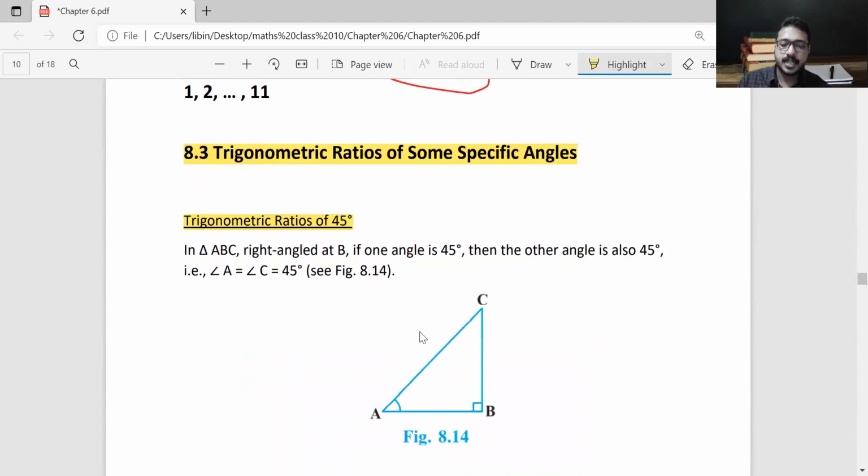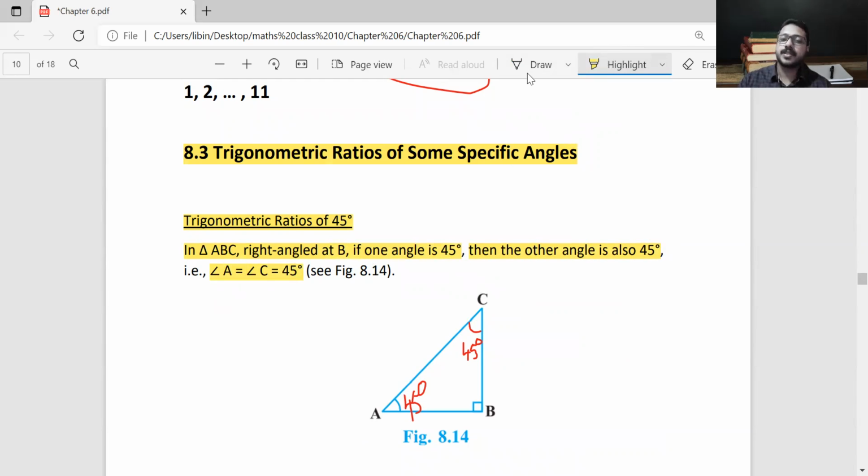As you can see, consider the triangle ABC, which is right angled at B. One angle is 45. Suppose this angle A is 45. Then angle C should also be 45, because this is the right angle, so 90 degree. We know that the sum of interior angles of a triangle is 180. So it should also be 45. Clear? Now, then the other angle is also 45. So I can write angle A is equal to angle C is equal to 45 degree.